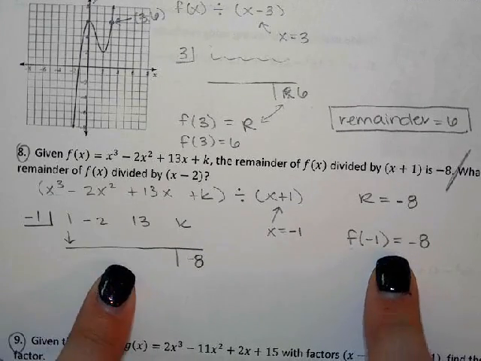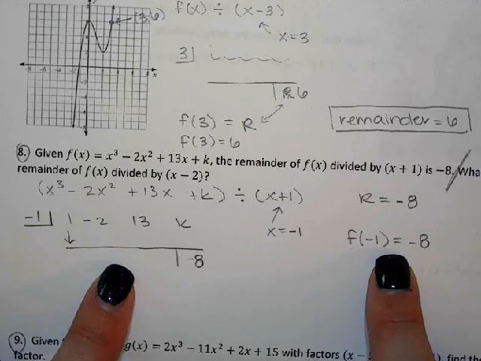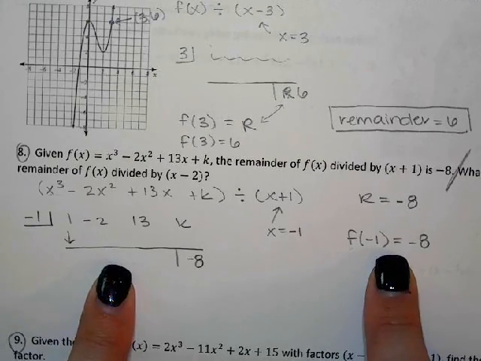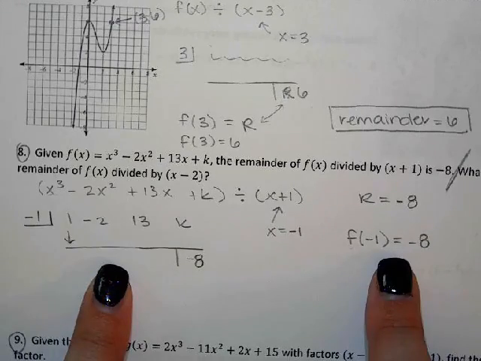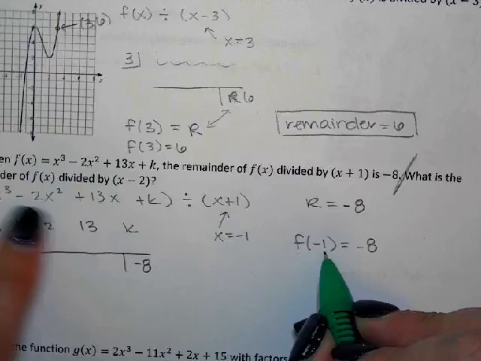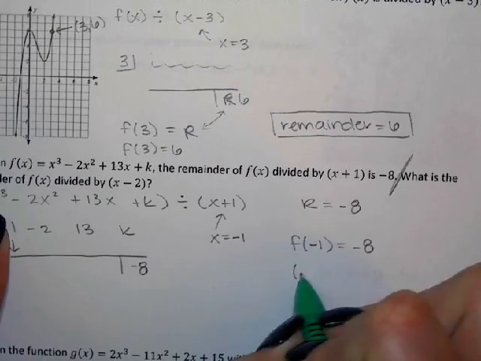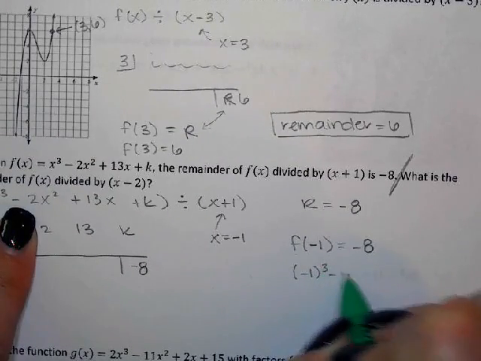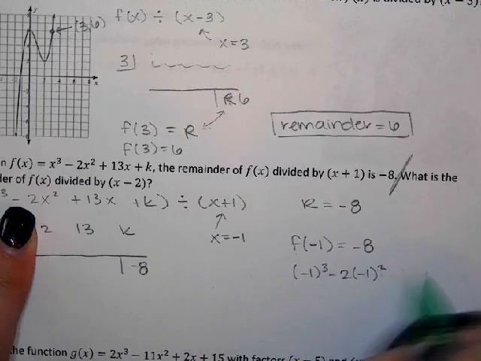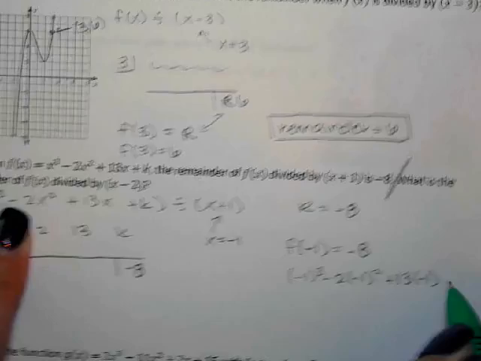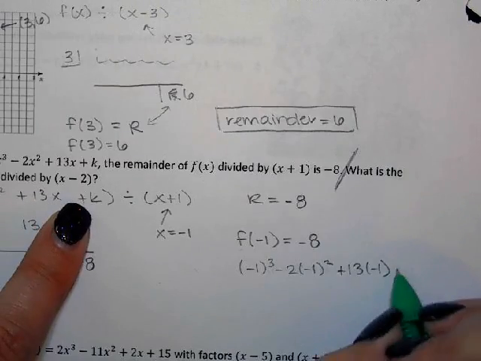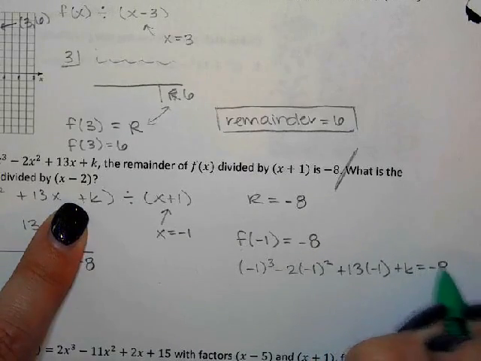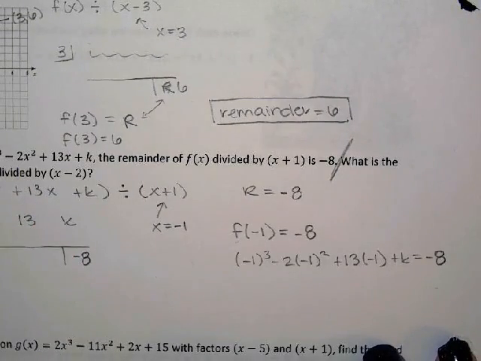As far as what I show the class right now, which way would you guys rather do it? Synthetic division or plugging it in? Plugging it in? Okay, so let's do this. We would take the function itself and plug in negative 1. Negative 1 to the third minus 2 times negative 1 squared plus 13 times negative 1 plus k equals negative 8, right? That's one of the things we learned from the remainder theorem, that if you plug in negative 1, you get the remainder as an answer.